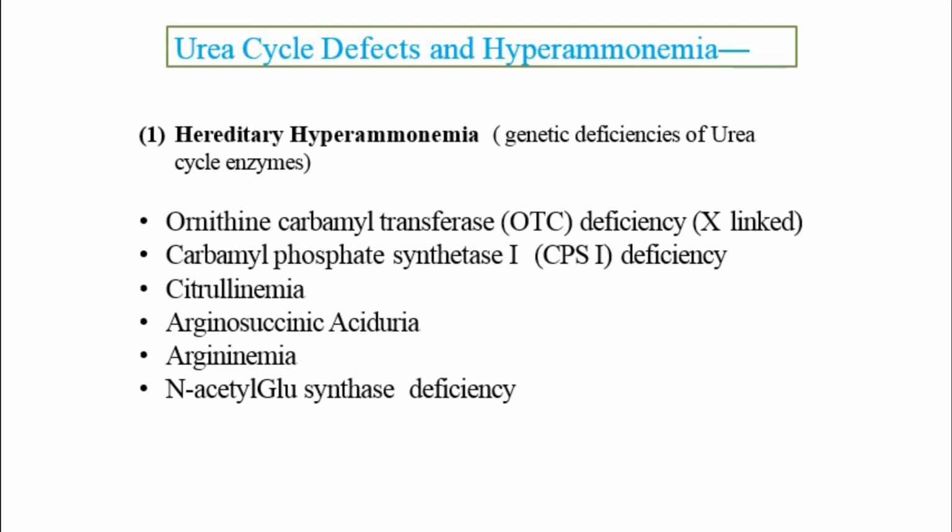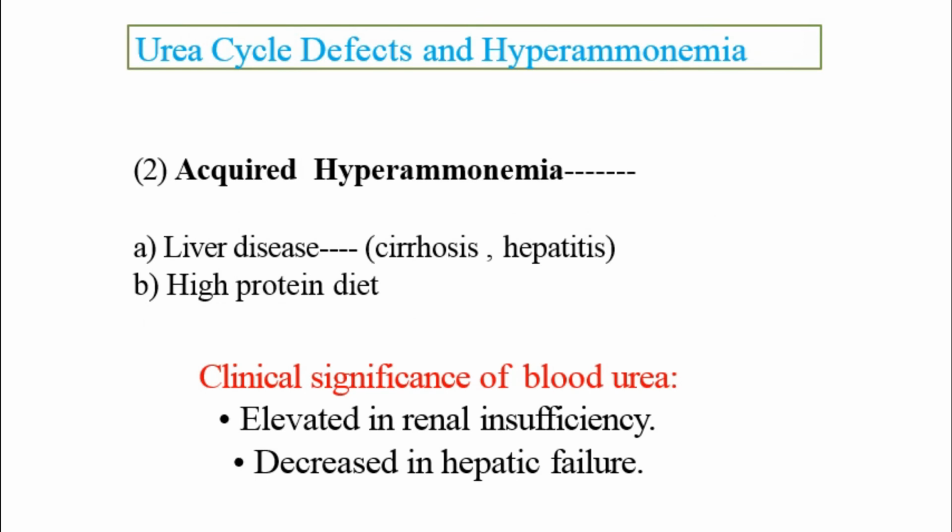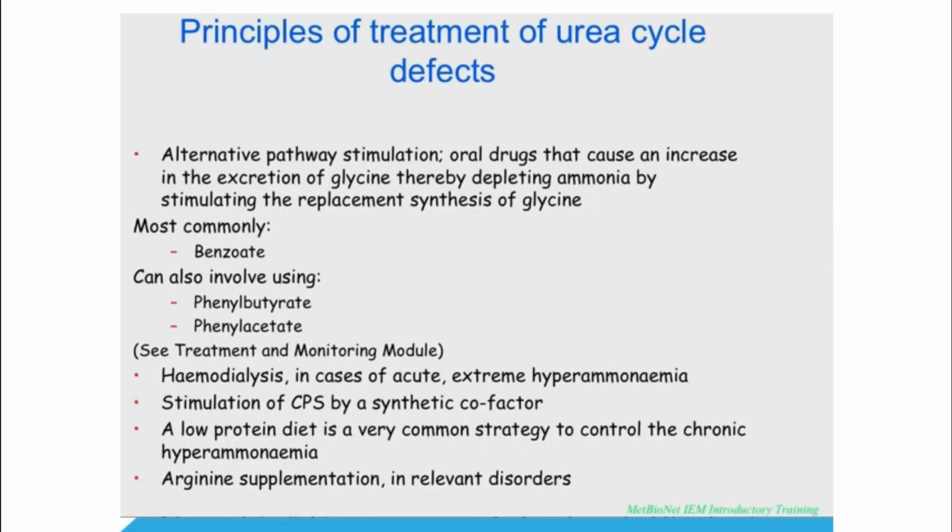Ornithine carbamoyl transferase, X-linked, carbamoyl phosphate synthetase deficiency may cause it. Citrullinemia, argininosuccinate, citrulline, this kind of problem can happen. Or N-acetyl glutamate synthase deficiency may also happen. Second one, acute hyperammonemia: not born with, after birth you have developed it. So it can be due to liver diseases or maybe high protein diet. So you have excess amount of blood urea, but your liver is not working properly. So this can lead to high or excess level of ammonium in the blood.